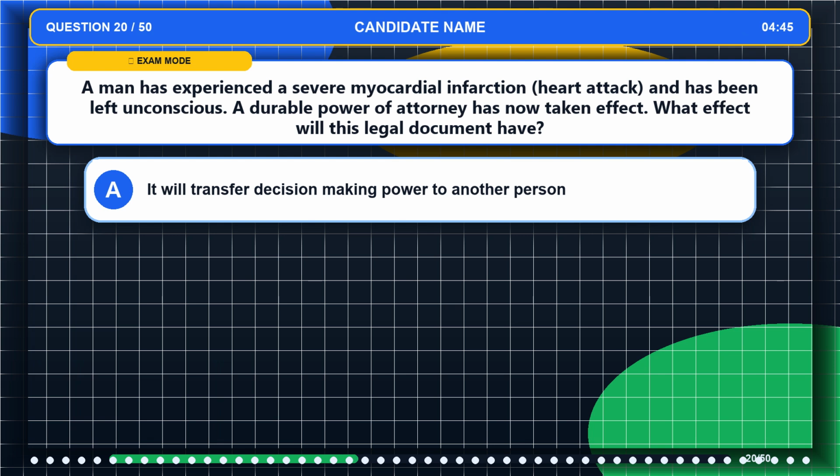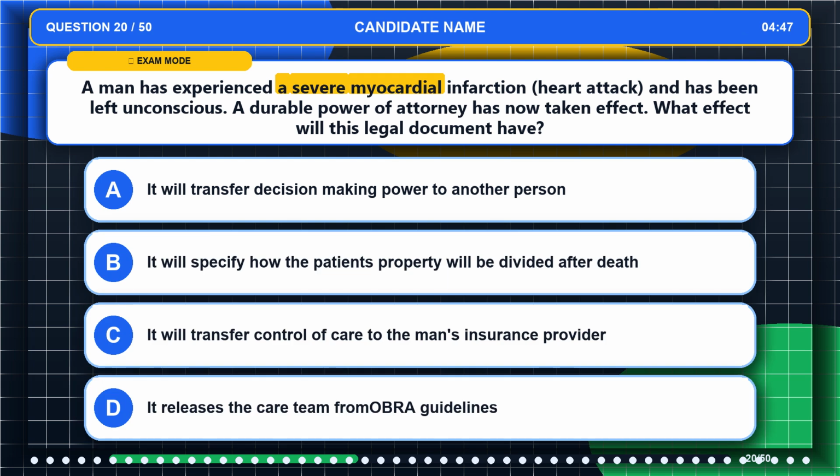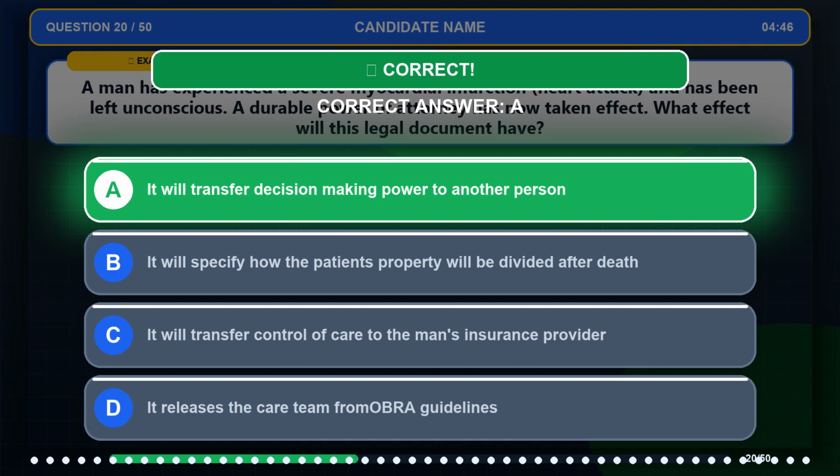Question 20. A man has experienced a severe myocardial infarction, heart attack, and has been left unconscious. A durable power of attorney has now taken effect. What effect will this legal document have? Option A, it will transfer decision-making power to another person. Option B, it will specify how the patient's property will be divided after death. Option C, it will transfer control of care to the man's insurance provider. Option D, it releases the care team from OBRA guidelines. The correct answer is option A, it will transfer decision-making power to another person.